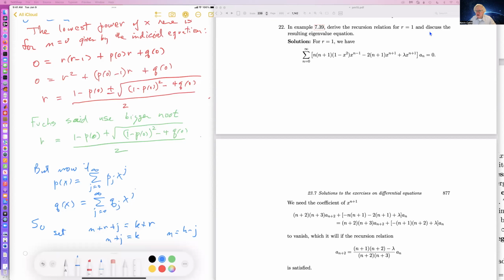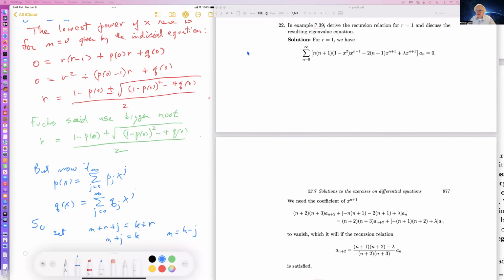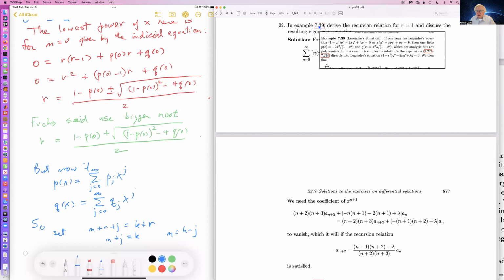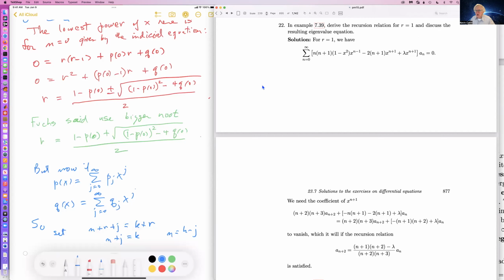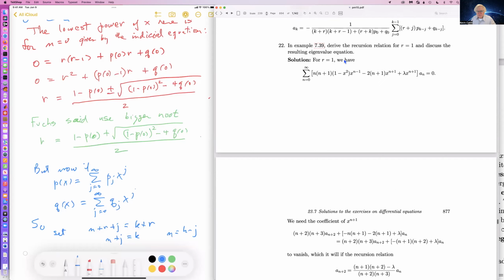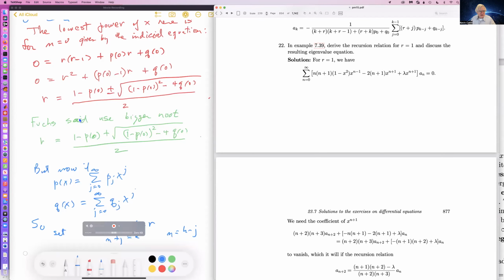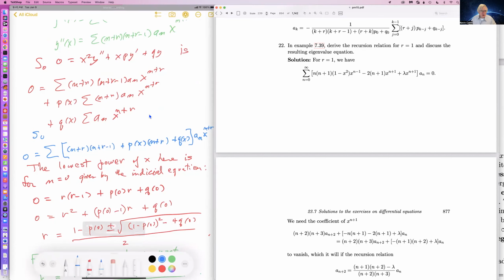So we want to derive the recursion relation for r equals 1, but the question was, what was 7.39? So let me see if I can describe that. Well, this is Legendre's equation, so we want to derive the recursion relation for r equal to 1. If we set r equal to 1, what we have over here is basically this equation with r equal to 1, and then p and q are the p's and q's of Legendre's equation.